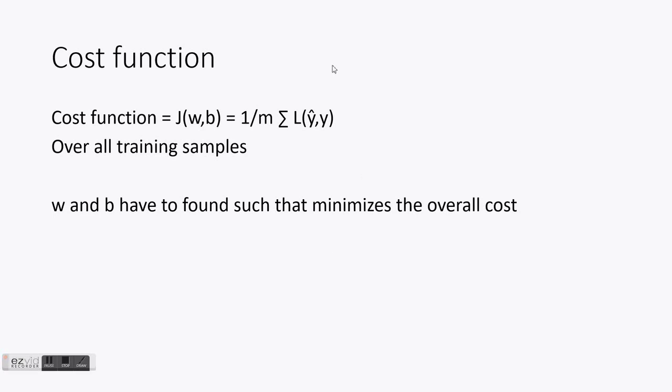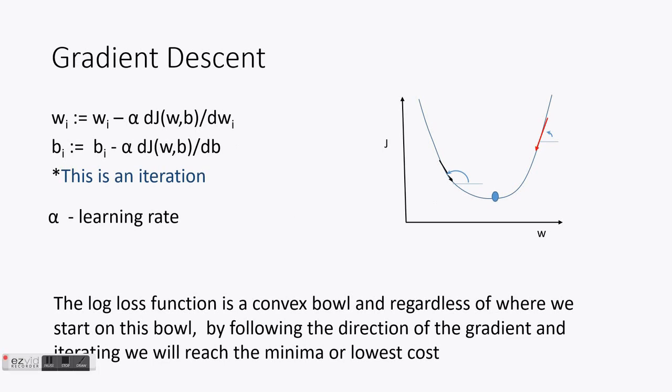So hence we take the average of the loss, that is 1 by m, the sum of the loss over all the training samples, which is denoted by J of w, b. It is a cost function, and our objective or goal in our neural network is to minimize this cost and get the set of weights which will result in the lowest cost for all the training samples. And this is done through a process known as gradient descent.